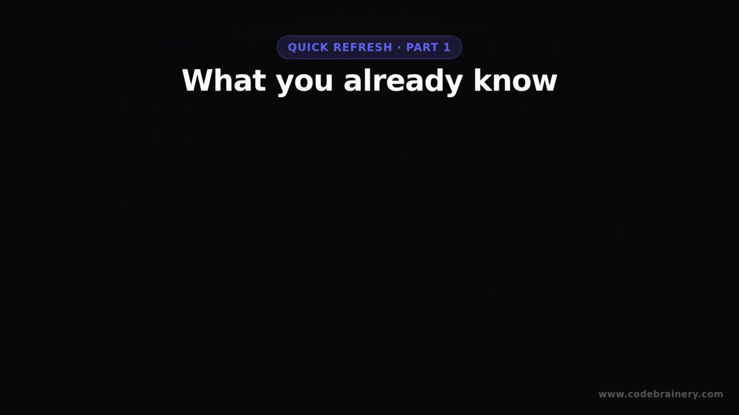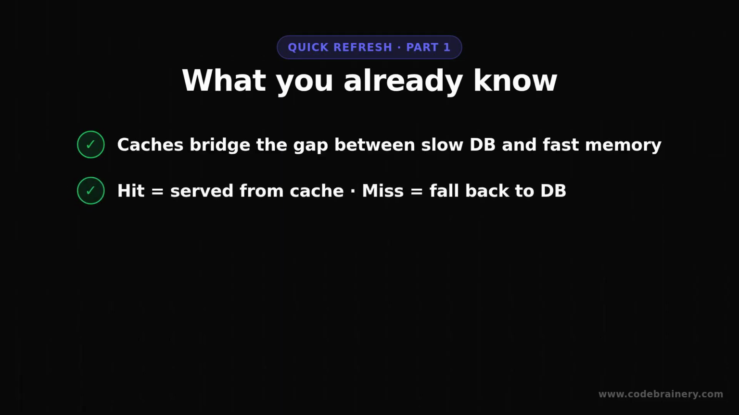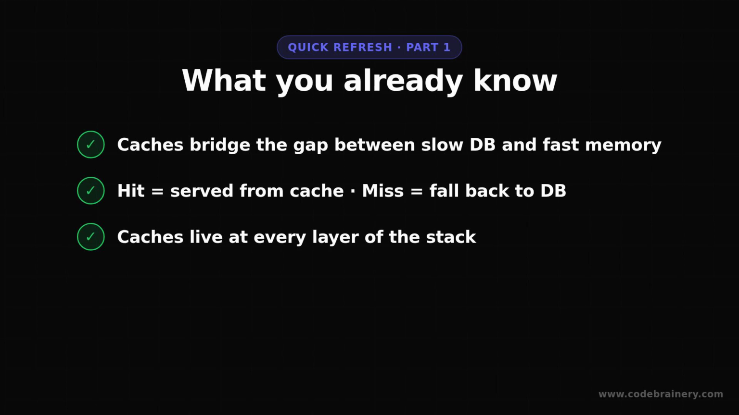Quick refresh. In Part 1 we covered why caching exists, the hit versus miss model, and the cache hierarchy from browser to DB. Now let's talk about how to actually use a cache in your application code. Reads, writes, and what to throw out when memory fills.